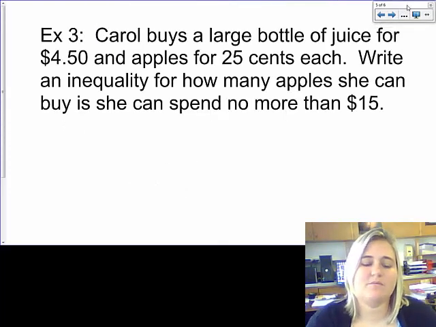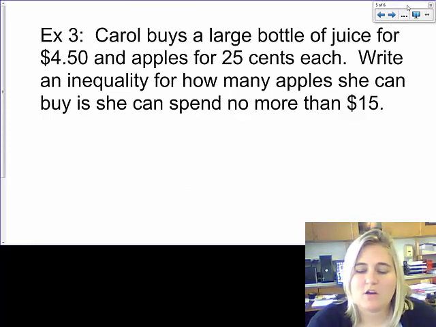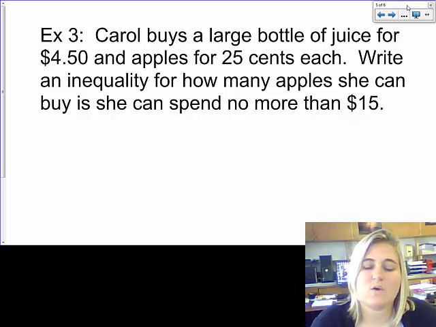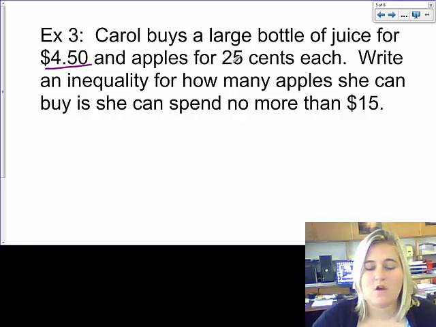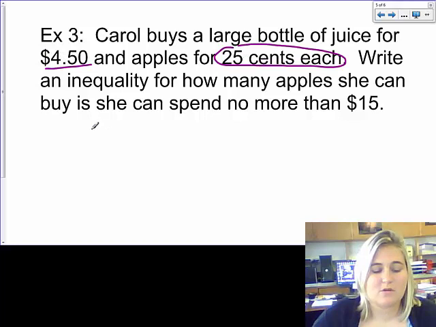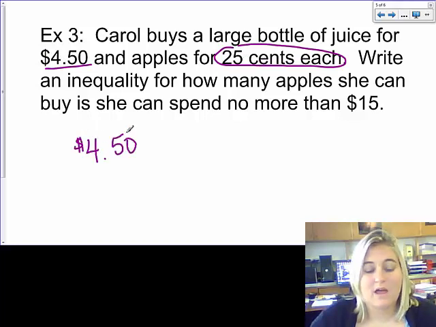Last example says Carol buys a large bottle of juice for $4.50 and apples for 25 cents each. Write an inequality for how many apples she can buy if she can spend no more than $15. Okay, so I know she bought the juice for $4.50 and she bought apples for 25 cents each. Okay, so I know she bought this juice, so I'm going to put $4.50. Plus, she's buying apples too for 25 cents a piece.